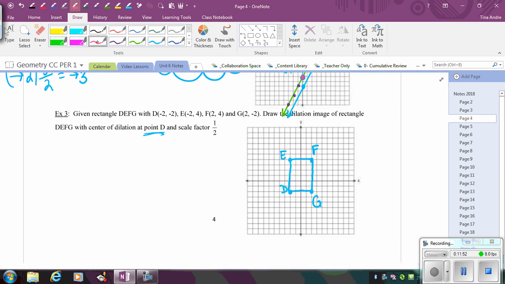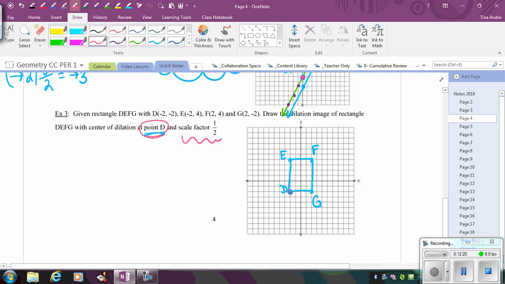And our center of dilation is at point D. So I'm just going to mark that. And our scale factor is 1/2. So we should see a new rectangle that's smaller. But remember, everything's getting measured from D. So in this case, since it's centered at point D, which is not the origin, you cannot multiply each of these by the scale factor. And you'll see in the end kind of why that happens.